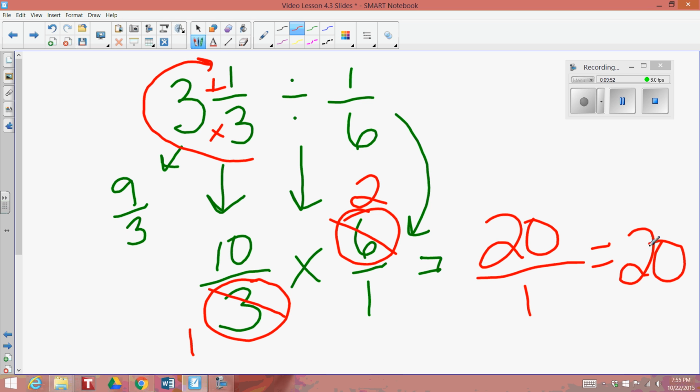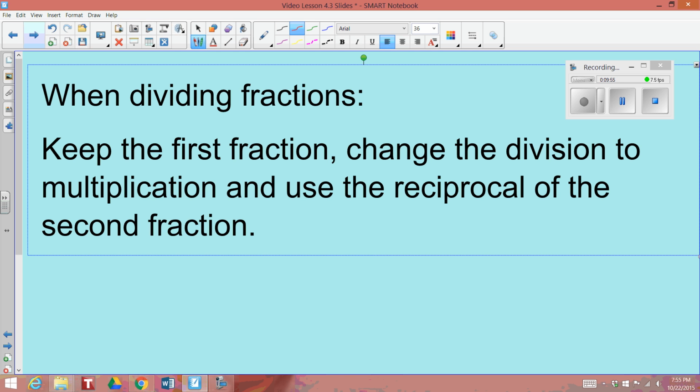Alright, let's remember this. When dividing fractions, make sure you keep the first fraction, change the division to multiplication, and use the reciprocal of the second fraction. Some of you call it keep, change, flip. But remember, always watch this video when you want to really understand why we use keep, change, flip. Keep, change, flip is just a trick. It's not the actual understanding of the math.